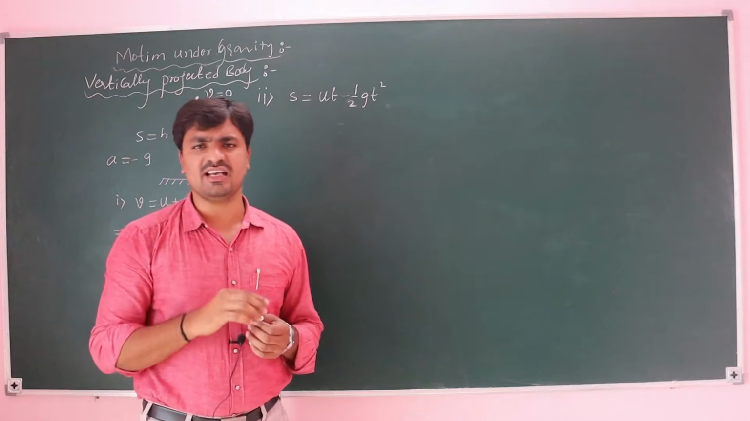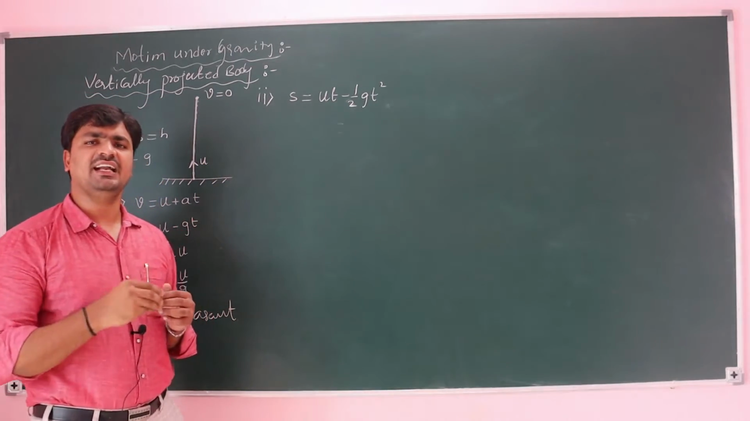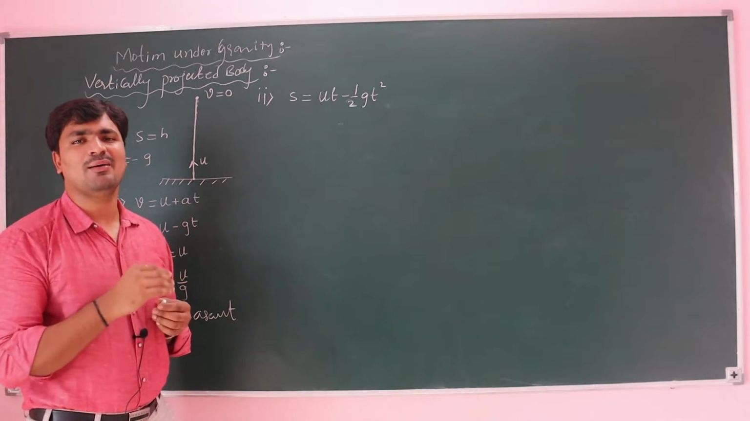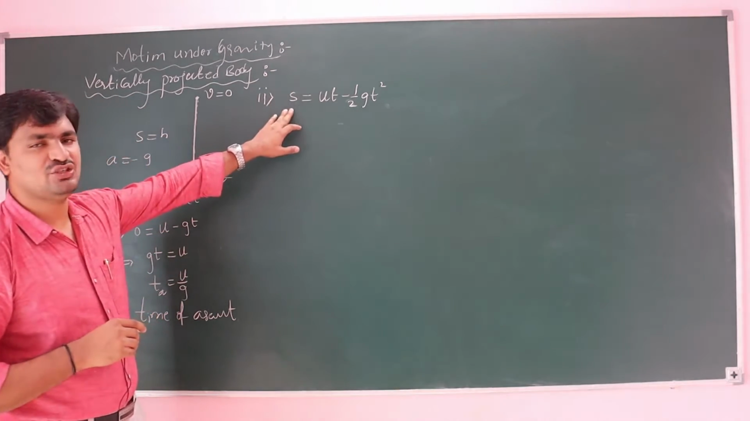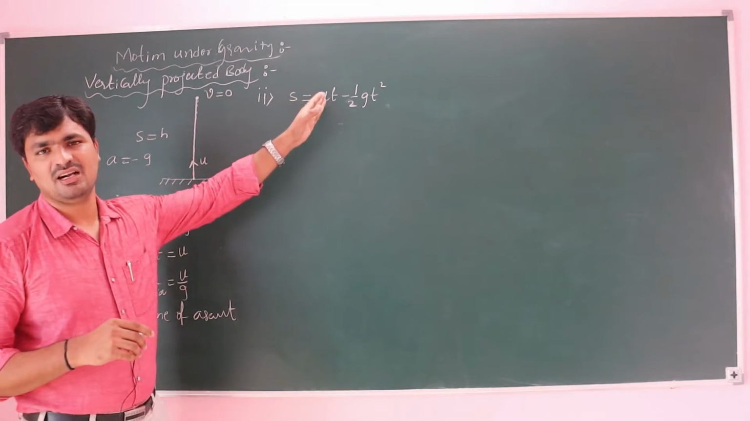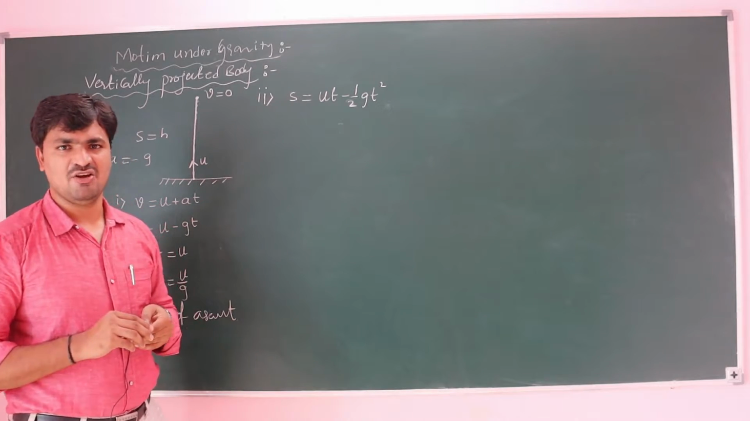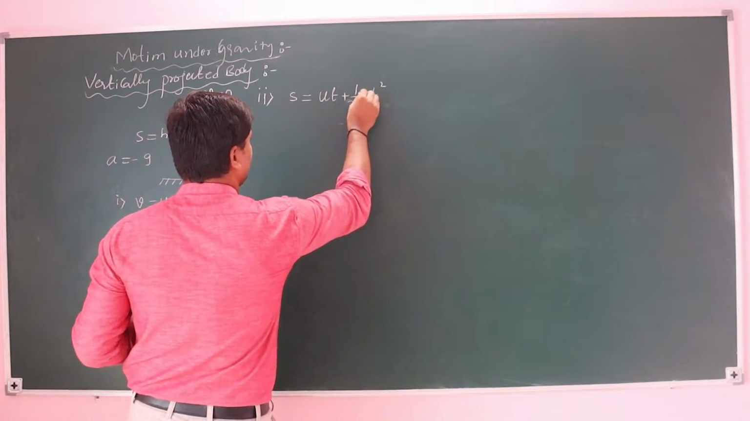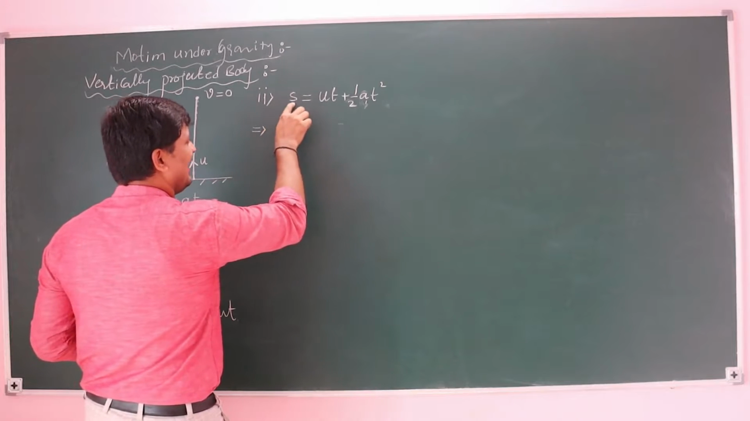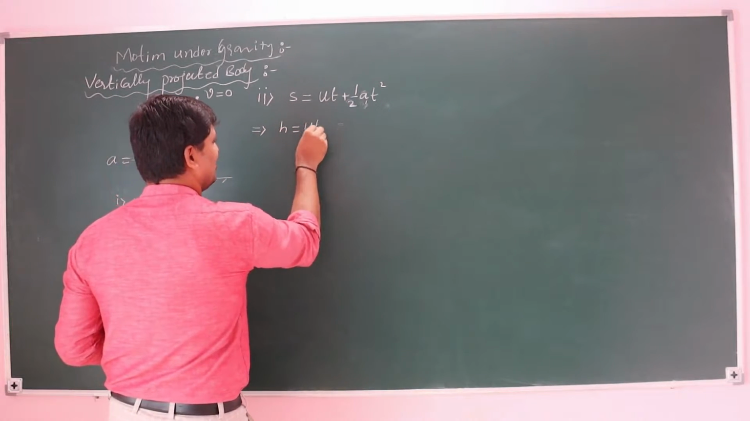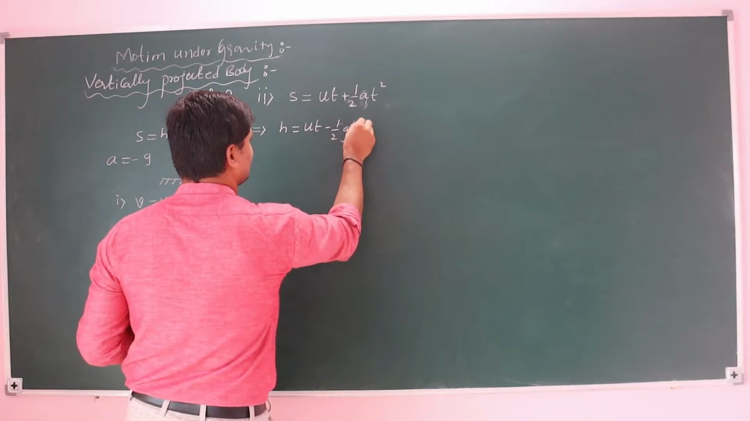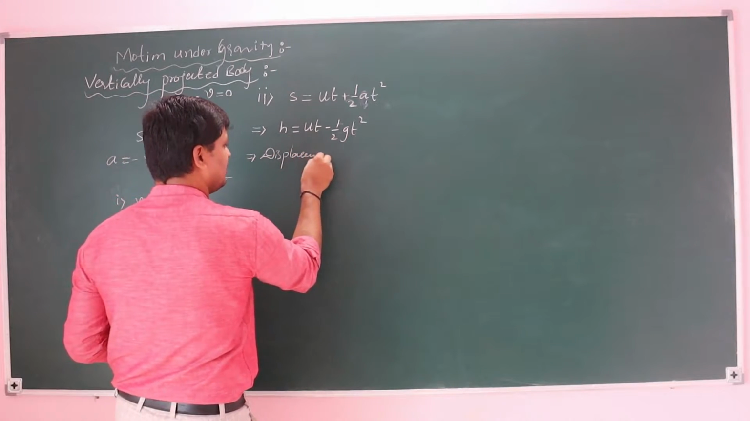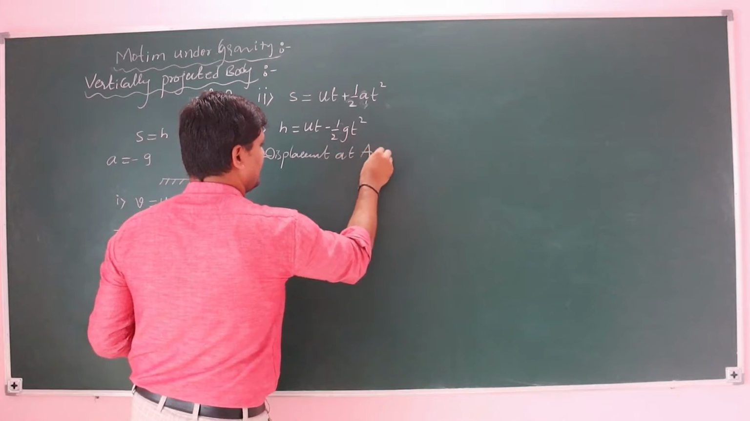By this expression we can find the position of the particle at any instant of time. To get the h value you would have to substitute t, but that gives a very lengthy expression. So what is the use of this expression? s is the displacement, ut minus half gt square, meaning the displacement of the body at any instant of time.